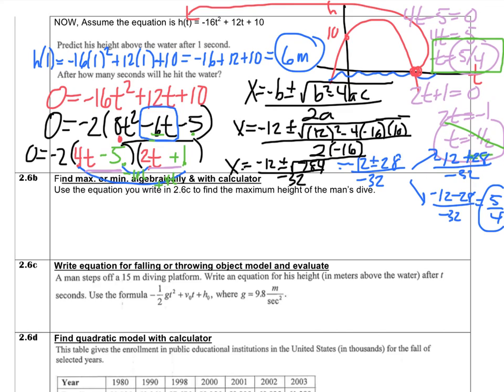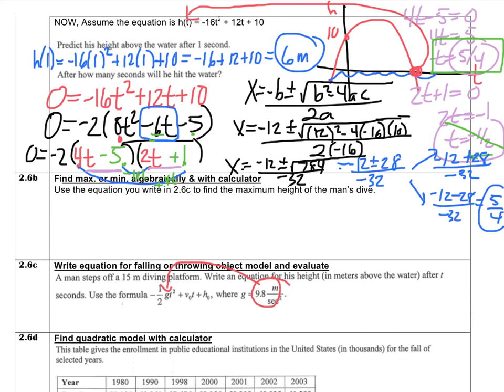Now let's do 2.6c, and then we'll come back to b because we need c before we do b. C says write an equation for a falling or thrown object model and evaluate. So a man steps off a 15-meter diving platform. Write an equation for his height after t seconds using this particular formula. We're going to use meters per second squared, so we have the g value. This is g, so that goes into there.